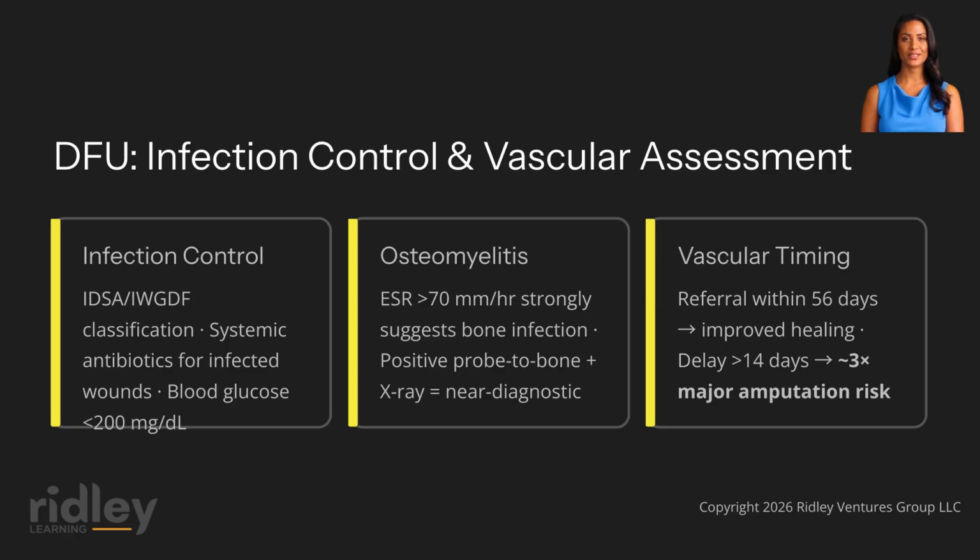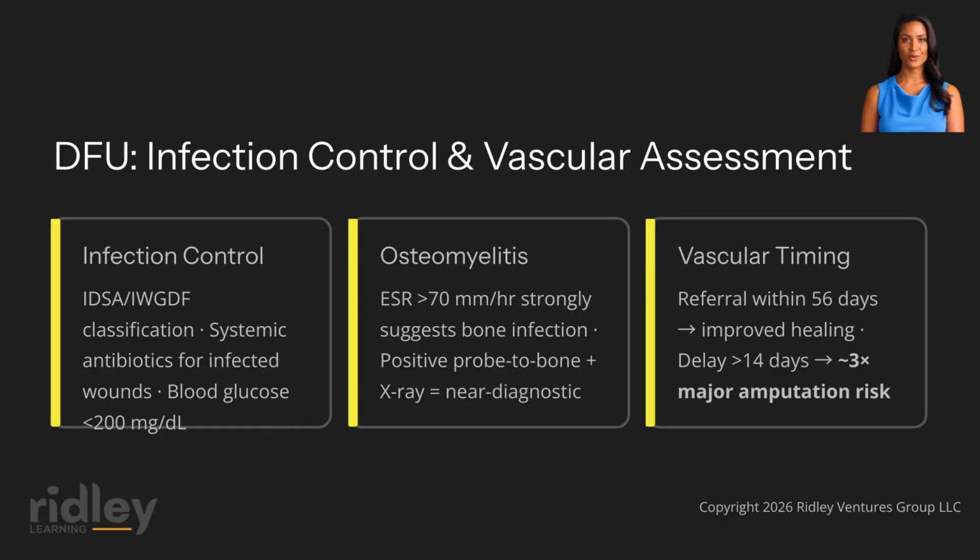Diagnosing osteomyelitis, a particularly challenging complication, gets easier with specific laboratory findings. An erythrocyte sedimentation rate greater than 70 mm per hour substantially improves diagnostic accuracy, with a likelihood ratio of 11, and the combination of a positive probe-to-bone test with plain film radiography can be sufficient for diagnosis in hospitalized patients, with a likelihood ratio of 14.